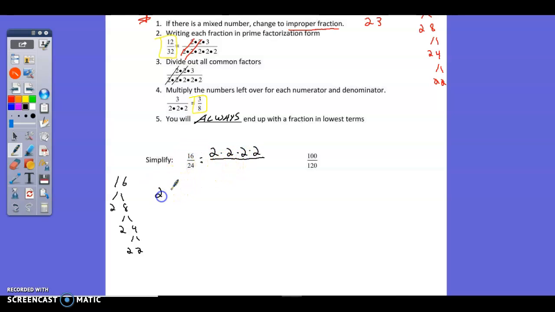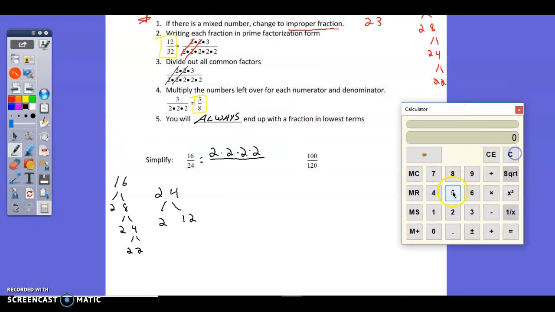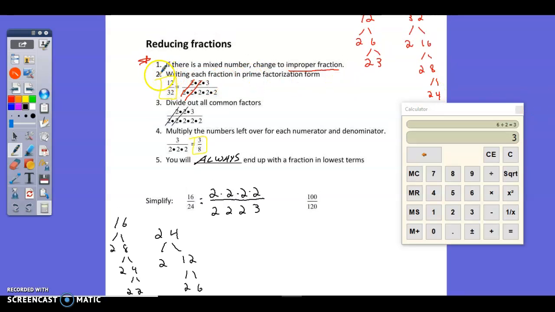Now I've got to break down 24. That's going to be our bottom number. So if I break down 24, 2 and half of that is 12. And again, on your calculator, you keep dividing out 2's as long as it's even. So 24 divided by 2 gives me 12. Divide that by 2 gives me 6. Divide 6 by 2, that gives me 2 and 3. So I have 3 2's and a 3 as my prime factorization. So 3 2's and a 3. All right, so that is going through step 2.